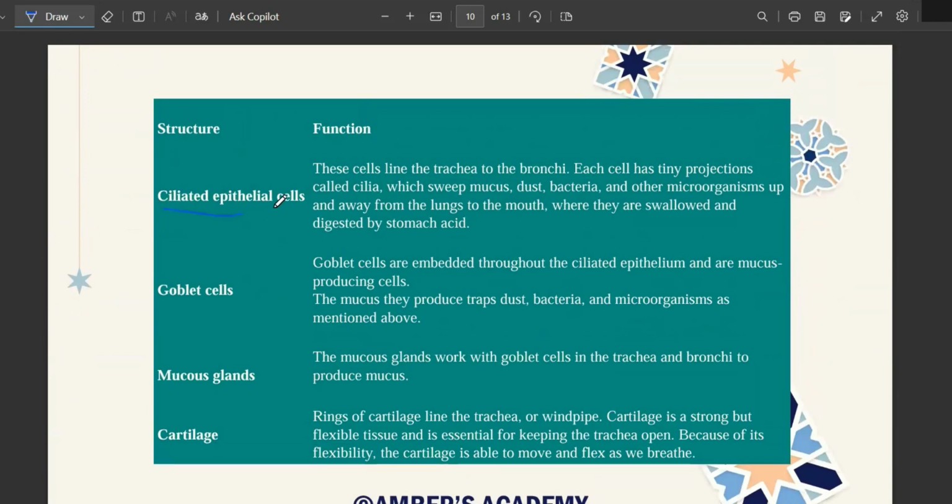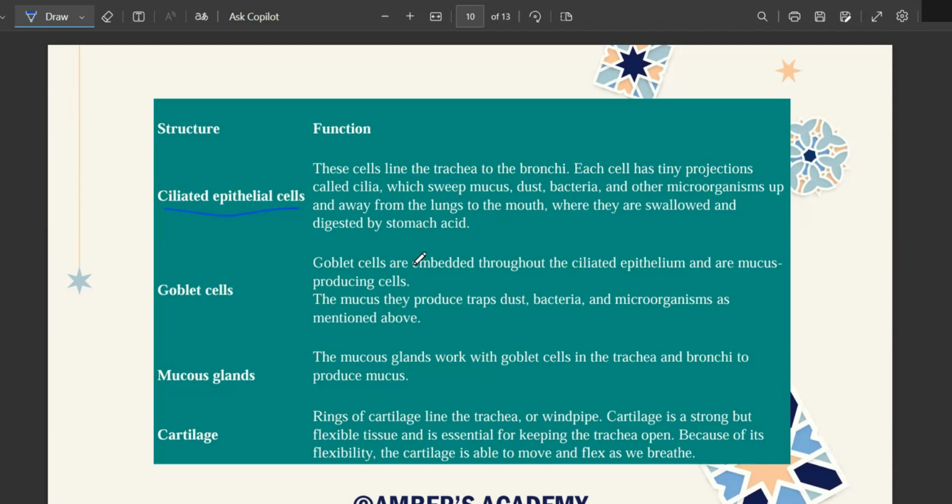You need to understand what is the meaning of ciliated epithelial cells. There's a major difference between simple squamous epithelium and ciliated epithelial cells. Ciliated epithelial cells are the cells that line the trachea to the bronchi, and they have cilia. Squamous epithelium does not bear cilia, while ciliated epithelial cells are present in the trachea to the bronchi, and these have the tiny projections of cilia which sweep mucus, dust, bacteria, and every other microorganism up and away from the lungs to the mouth where they're swallowed and digested by stomach acid.